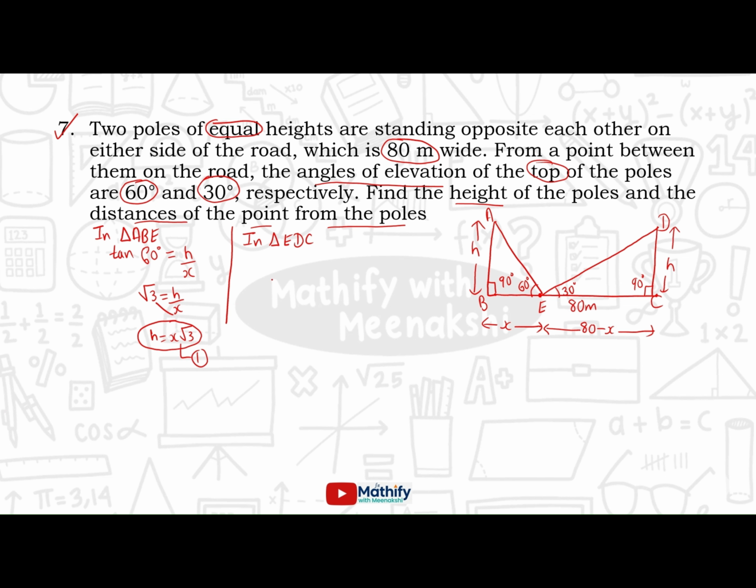Now we'll move to the second triangle EDC. In triangle EDC, tan 30 degree is equal to H by 80 minus X. Now, what is tan 30 degree? That is 1 by root 3 is equal to H by 80 minus X. Now, we'll put the value of H using equation 1. What is our H? X root 3. X root 3 by 80 minus X.